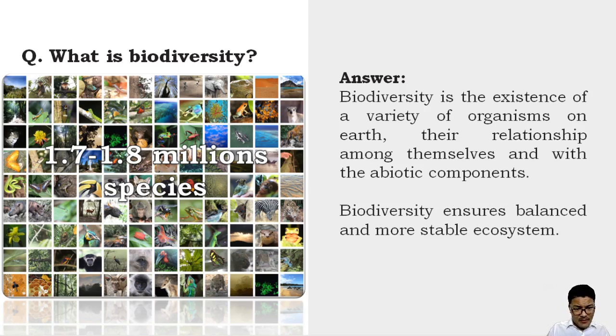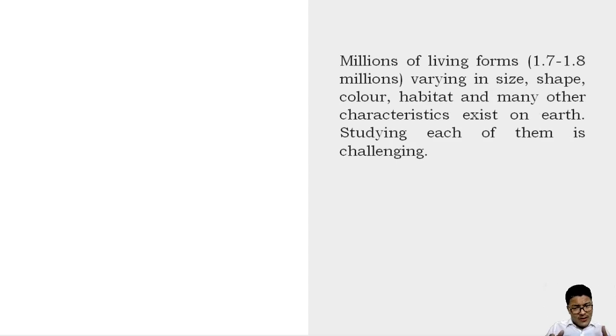Now, if biodiversity has to be studied, then you have to study millions of species. That is difficult for us to study, right? So we were saying that there are millions of species, 1.7 to 1.8 million species. And all of these species are not the same. They are different in size, shape, color, and habitats. They survive in different habitats. Many other characteristics are different in us, and we all are different. Living organisms are different, and they exist on planet Earth.